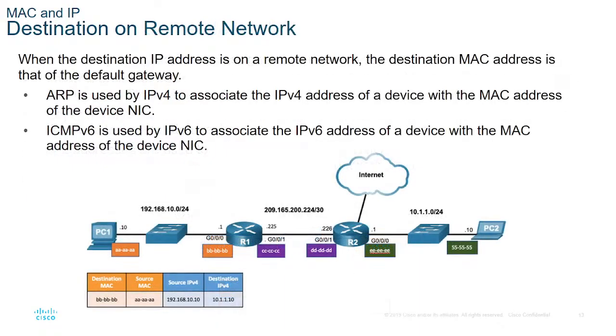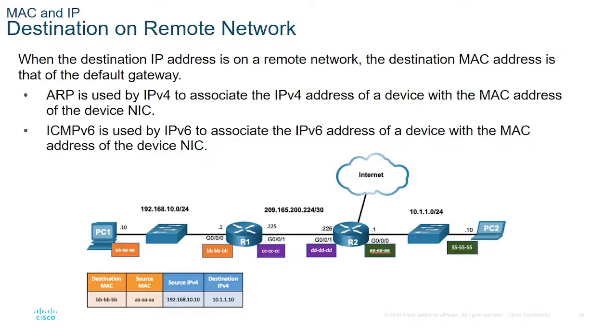Now, when the destination IP address is on a remote network, the destination media access control address is that of the default gateway. As I discussed in the previous chapter, if the data is being sent on the same network, it will be forwarded to the switch. The switch will use the MAC address of the source and the MAC address of the destination. However, if data is going outside the network, the PC or the device needs to be able to communicate to the default gateway. Remember, the default gateway is that interface of the router that's part of your own network.